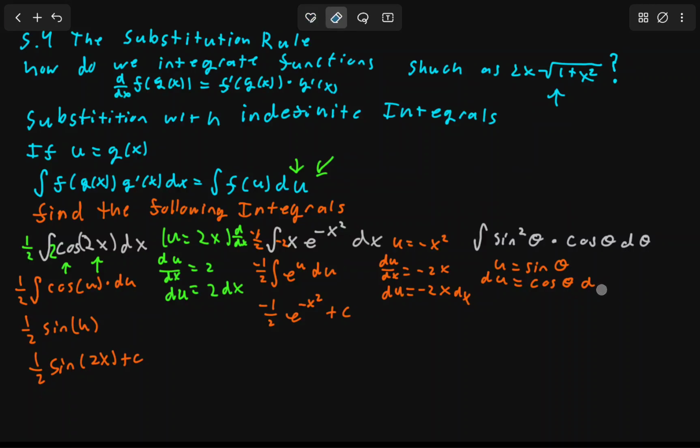Or sorry, d theta. There we go. So we're now going to get the integral of, we know sine is u squared, and the cosine of theta and the d theta just becomes a du. So now all we are left with is the integral of u squared. We can use the inverse power rule, so we get 1/3 u cubed plus c. U is sine of theta, so we get 1/3 sine cubed of theta plus c.